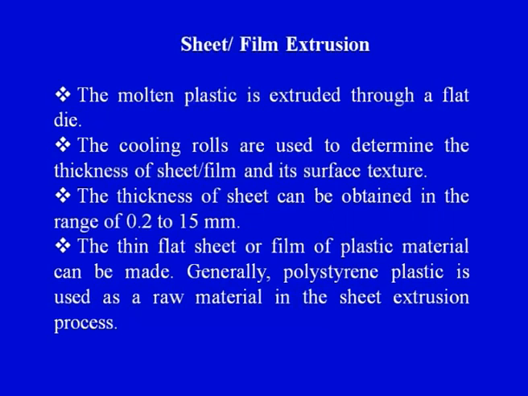Generally polystyrene plastic is used as a raw material in the sheet extrusion process. Now one type of material is given which can be used for sheet film extrusion. The typical thickness range is also given, and the final shape that we can get out of sheet film extrusion is mentioned on this particular slide.